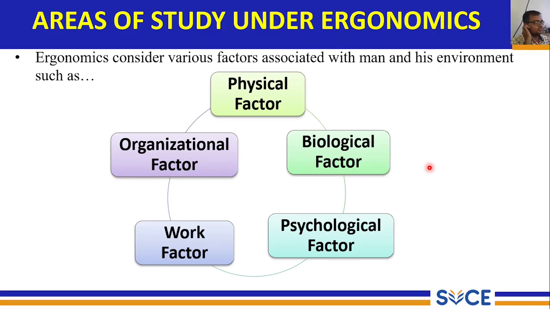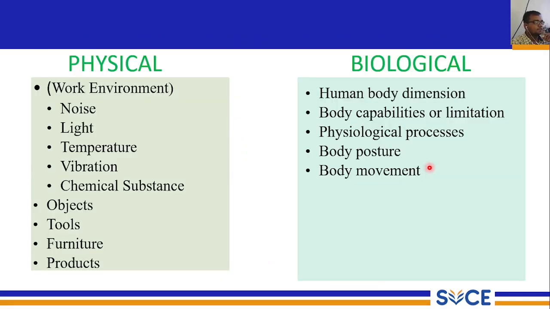Now, what are the areas of study under ergonomics? Ergonomics includes various factors, starting from the physical factors, the biological and psychological factors as well. And from an organizational perspective, it includes the organizational factor and the work factor, which are key aspects of your productivity. Now, what are the categories under physical factors? Noise, light, influence of temperature, climate, and obviously the chemical substances or other materials present there, the furniture, the tools, all those things which you can use physically. All of these come under the physical environment factors.